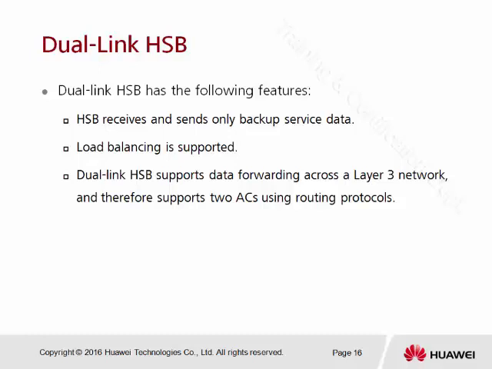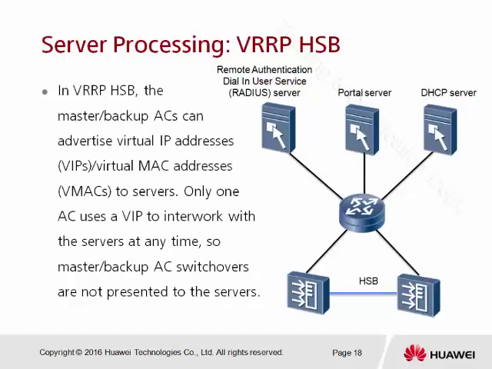When compared with VRRP, dual link HSB supports load balancing. So this is an advantage for the dual link HSB. Dual link HSB supports data forwarding across the layer 3 network. Therefore, it supports two ACs using the routing protocol. This is server processing using the VRRP HSB.